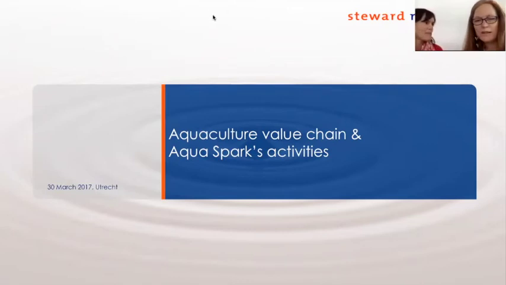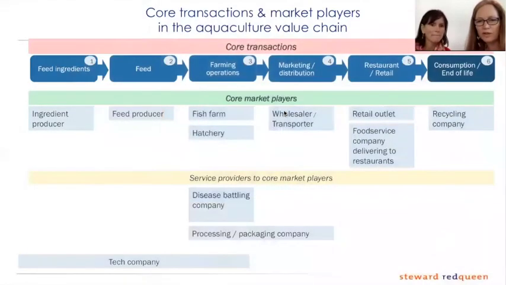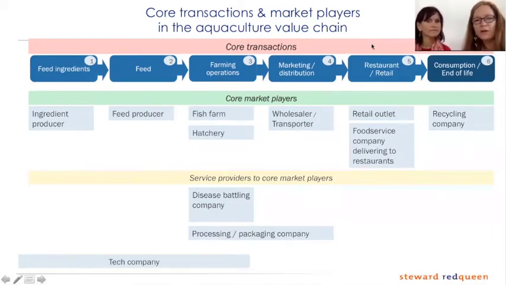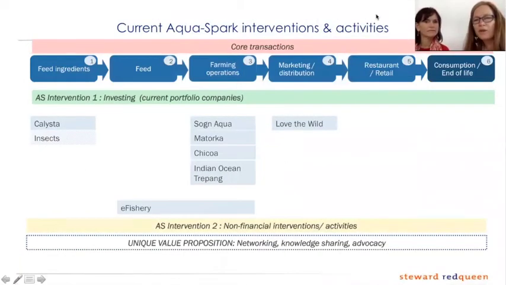So let's move to the next slide because it'll show you the value chain approach here. So you see feed ingredients, feed, farming operation, marketing, distribution, and restaurant. And it gives you an idea of the type of businesses or enterprise or investments that could be in each category. Move to the next slide, please. This shows you where they are right now with their portfolio, what investments they have in which categories.